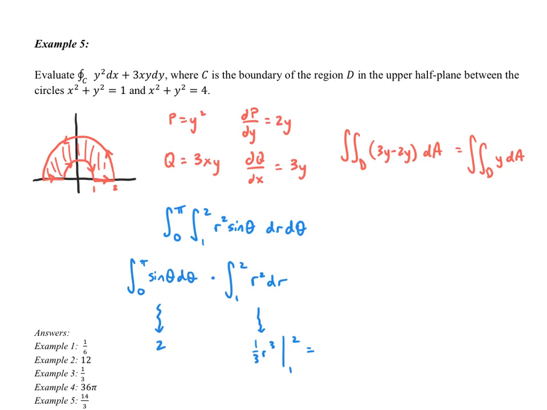That gives us 8/3 minus 1/3. So that gives us 7/3. And what we're going to do then is multiply that by 2. Again, we're just multiplying these two integrals together, so we get an answer of 14/3. All right, that is section 13.4. You are done with Green's theorem.